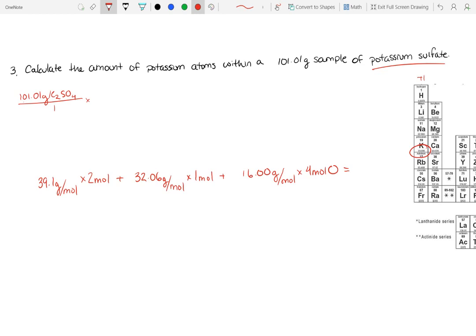Realize that moles cancel out all the way through here, so our end units are going to be grams. So 39.1 times 2, plus 16 times 4, plus 32.06 gives 174.26 grams of K2SO4 for every 1 mole of K2SO4.